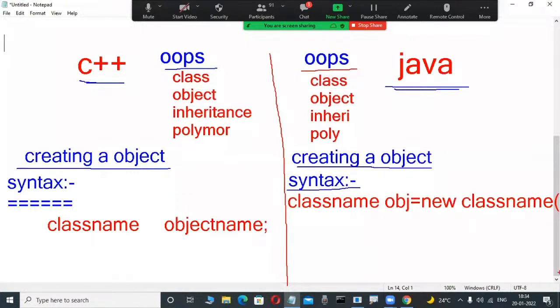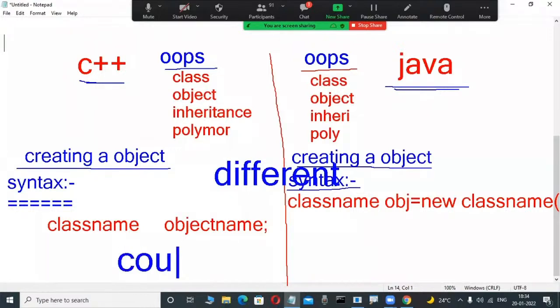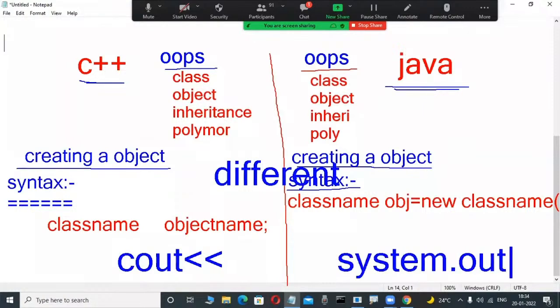Yes, observe here. That's why these two languages are syntactically different or the same? Different. Syntactically different. Conceptually, OOPS concepts are the same, but syntactically different. And functions are also totally different. Suppose in C++ I want to display output: cout is a function, streaming output. And in Java, what is the function? System.out.println, something is there or not? That's why syntactically different. Functions are also totally different in these two object-oriented languages.